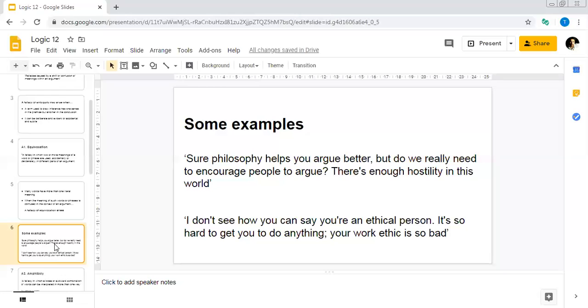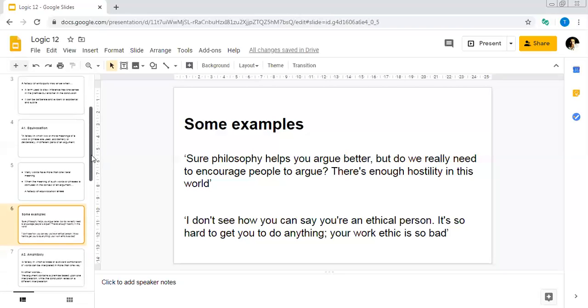Let's look at the second example. I don't see how you can say you're an ethical person. It's so hard to get you to do anything. Your work ethic is so bad. Here also we see that the word ethical is being used differently within the argument. One sense of the word is whether you're good or you're bad, that kind of ethical. But the second usage is work ethic, which is completely different. It has nothing to do with whether you're good or bad, but it has to do with work ethic. But the argument is structured in such a way that both these meanings are being employed.